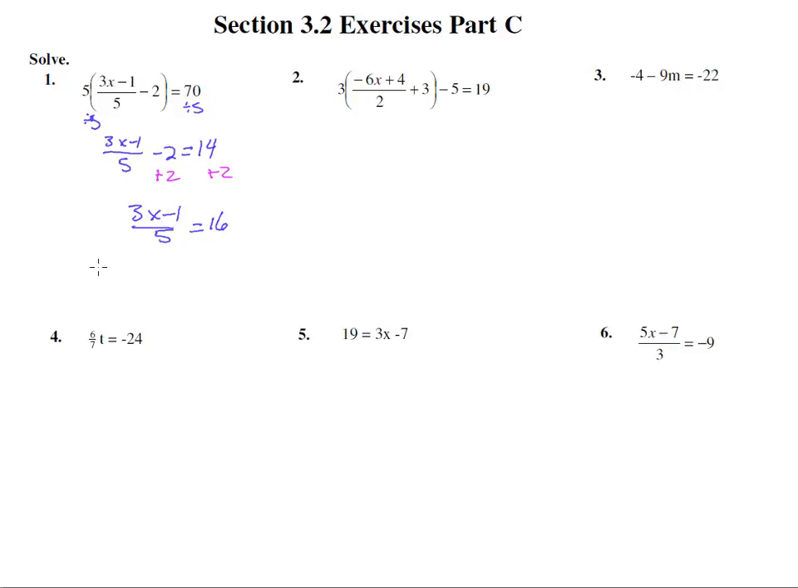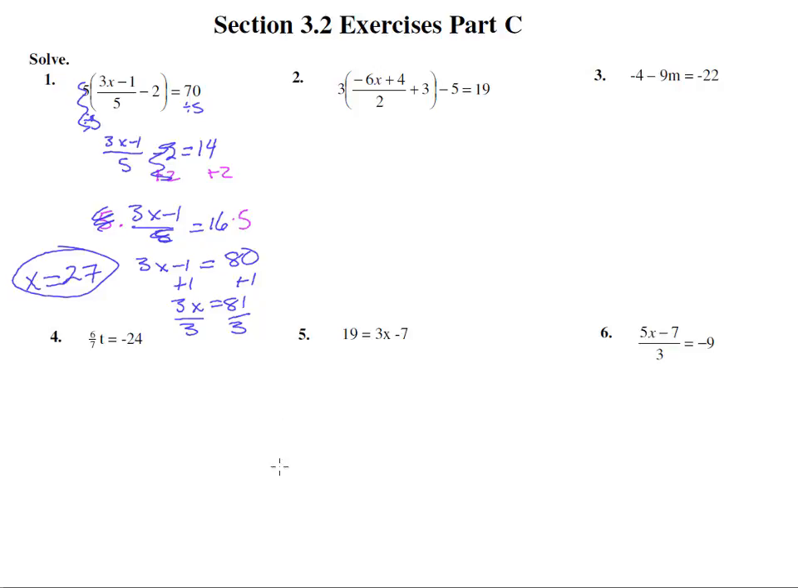How do we undo that divided by 5? We times by 5 now, and we get 3x minus 1 equals 80. That 5 and that 5 just canceled, that's why we do it, is to undo what is there. Next we have how to get rid of the minus 1, add 1, and we get 3x equals 81. Divide both sides by 3, and we get x equals 27.